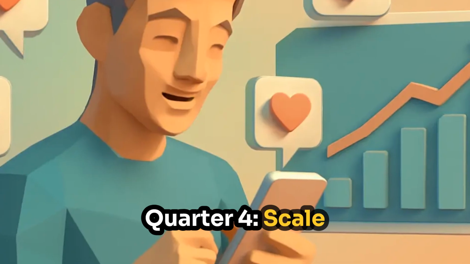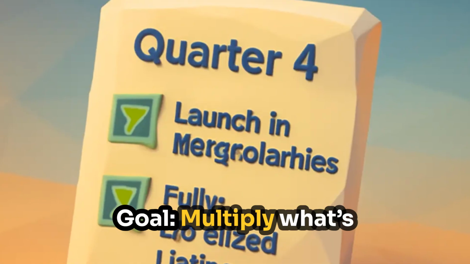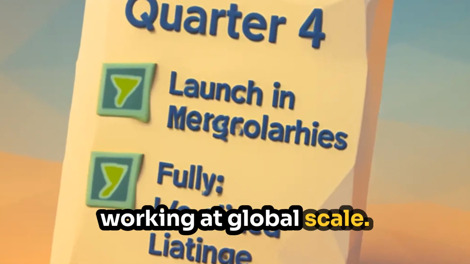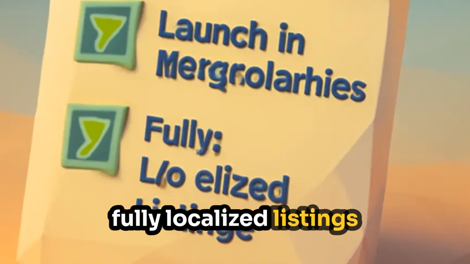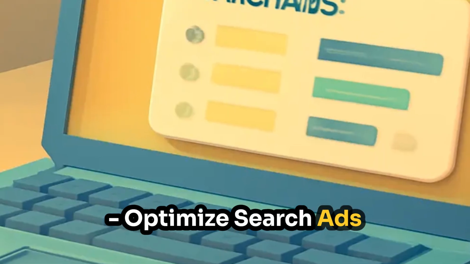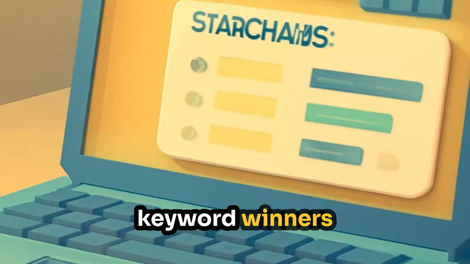Quarter 4. Scale with confidence. Goal: multiply what's working at global scale. Launch in new top-performing geographies with fully localized listings. Optimize search ads based on organic keyword winners.